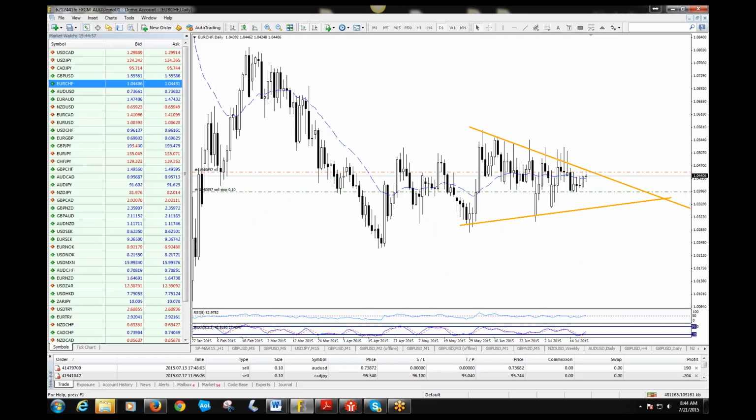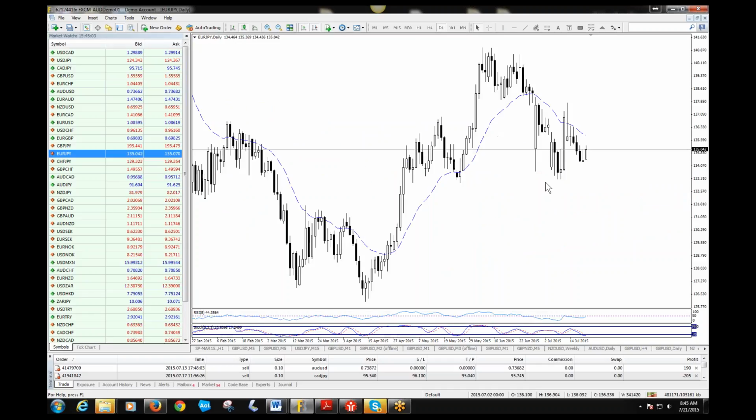Okay, next one on the list was Euro Yen wedge. Euro Yen, and I don't know where that wedge was. This is a real ugly wedge, but it is a wedge nonetheless. I think that was it. Yeah, it has not broken out yet either, so that's still on the list.